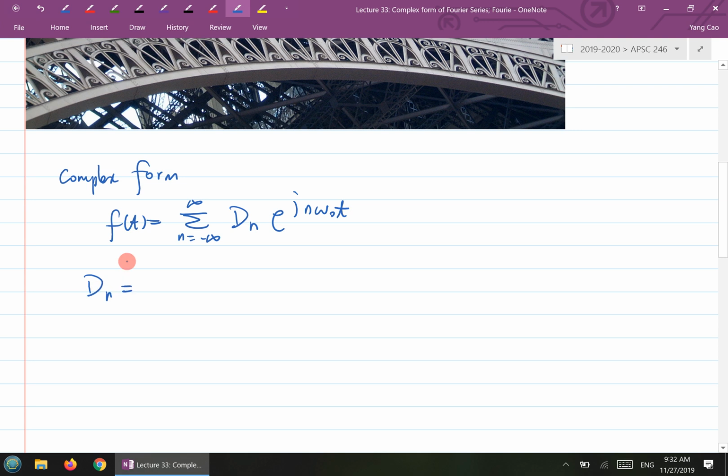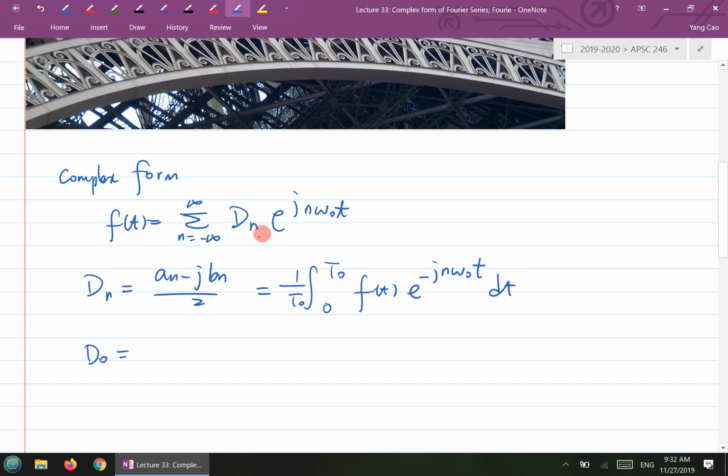Dn here is equal to an minus jbn over 2, which is also equal to 1 over t naught, integral from 0 to t naught, of f of t e to the power negative j n omega naught t dt. And d naught, when n equals 0, d naught equals a naught. So that's the complex form, and the connection between the complex form and the trigonometric form.